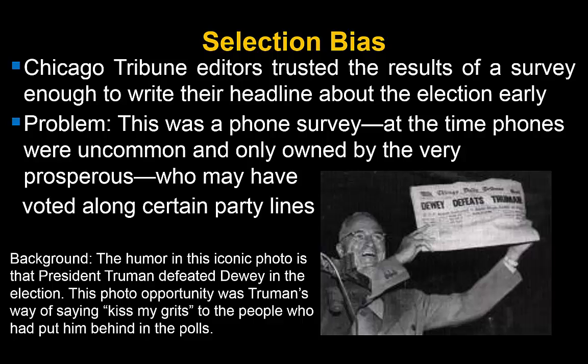Okay, remember that phones at this time were recently invented, and so they weren't very common. Usually, the people that had phones at that time were very prosperous, and usually prosperous people tend to vote along certain party lines. And so, because of using the phones, they actually set themselves up for an issue of selection bias, and you can see that their sample of phone owners didn't actually reflect who the entire population of the United States was voting for. Okay, and so you get this awkward picture where the newspaper actually predicted the wrong person.